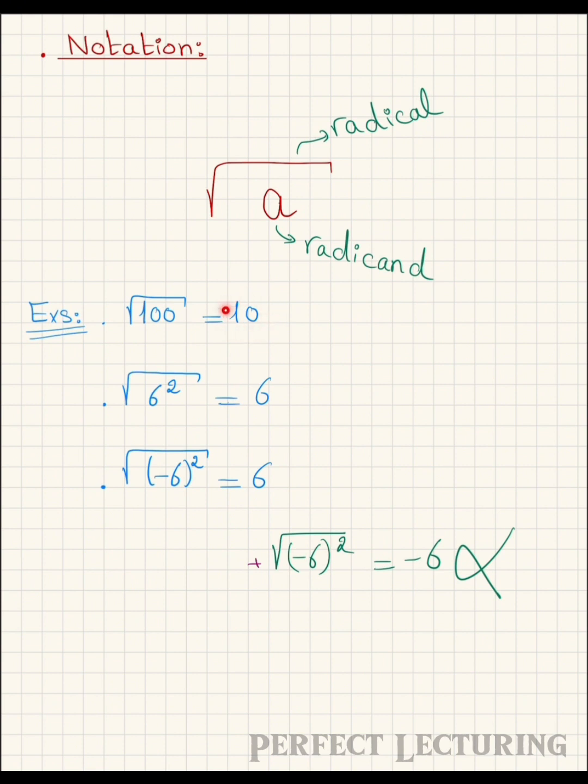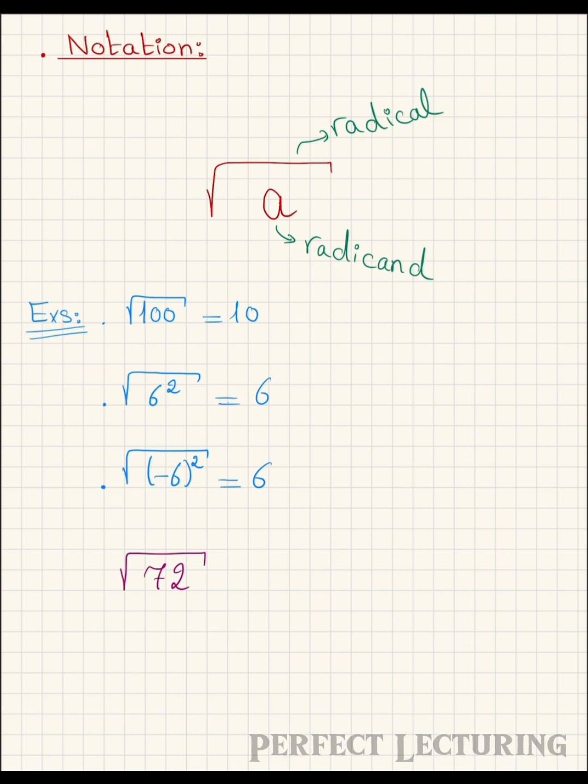If the square root of a number happens to be an integer, we say that this number is a perfect square. So 100 is a perfect square because 10 to the power of 2 is equal to 100, and 10 is an integer. Another example is the square root of 81 is equal to 9, which means 81 is also a perfect square. Now what if I have something like the square root of 72? Now 72 is not a perfect square.